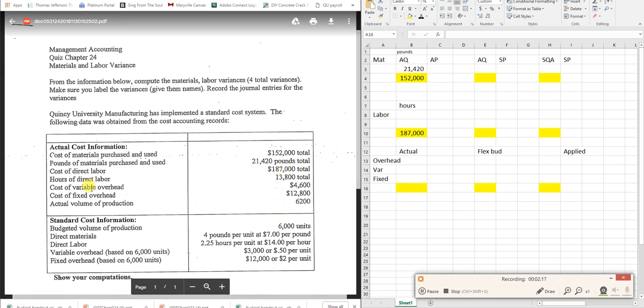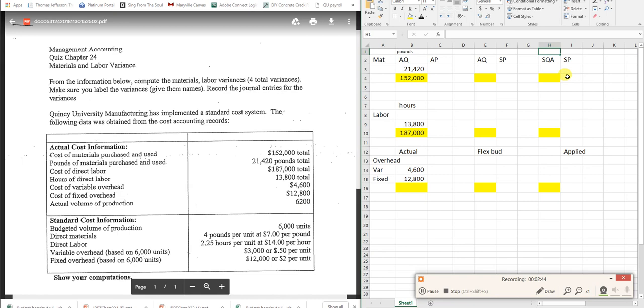187,000 is for the cost of direct labor. So my hours of direct labor is 13,800, so my actual quantity of direct labor was 13,800. Cost of variable overhead: the actual variable overhead is 4,600. The actual fixed overhead was 12,800, and I'm told that my actual volume of production is 6,200.